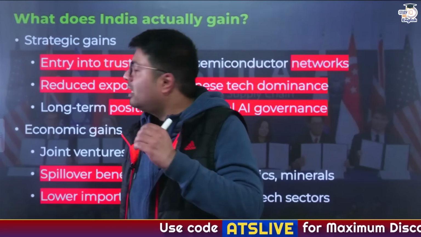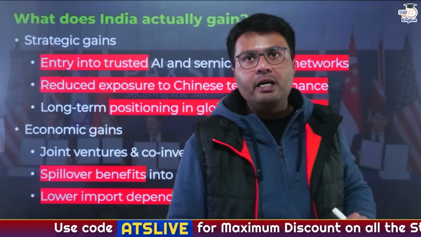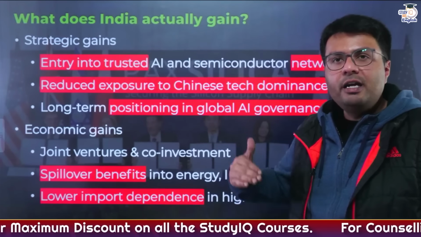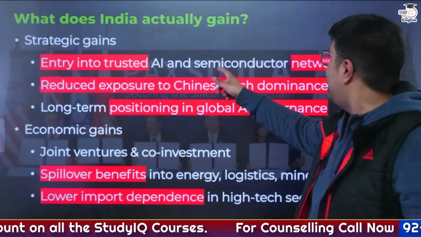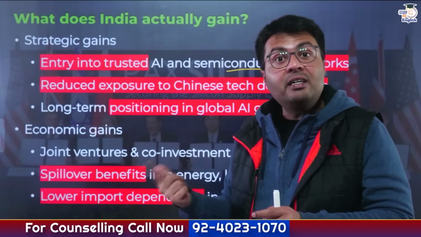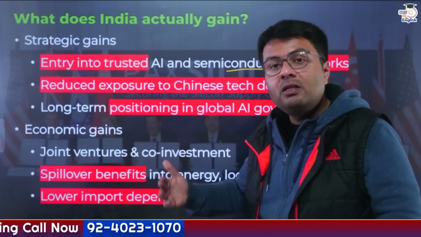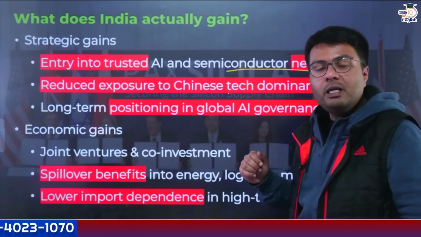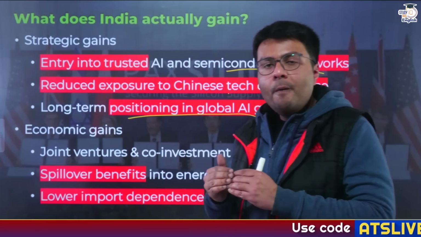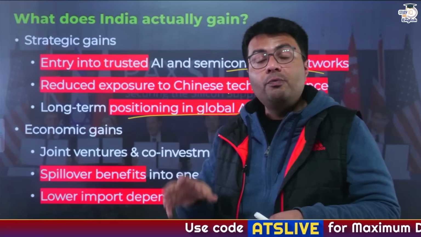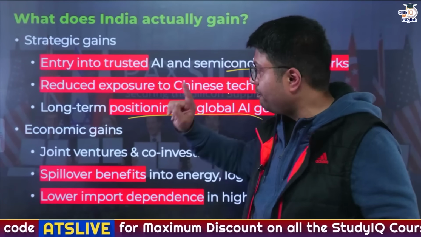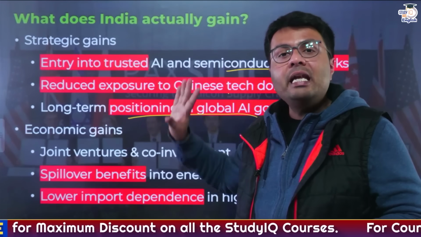Now, what does India stand to benefit? India, first of all, makes many strategic gains. India enters into a structured, trusted AI semiconductor network, which will be provided by like-minded countries and their companies. India reduces its exposure to Chinese technological dominance, and from a long-term perspective, India would be in a position to become a part of AI governance, which would not have been the case had India been excluded from the Pax Silica initiative.